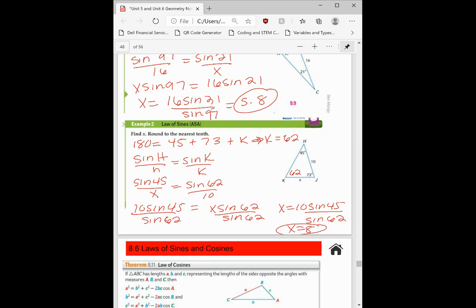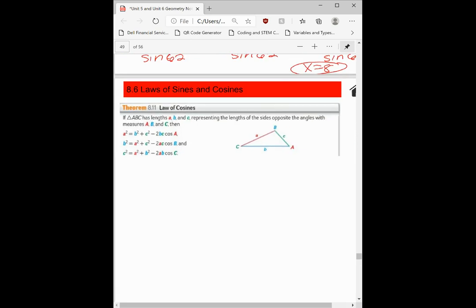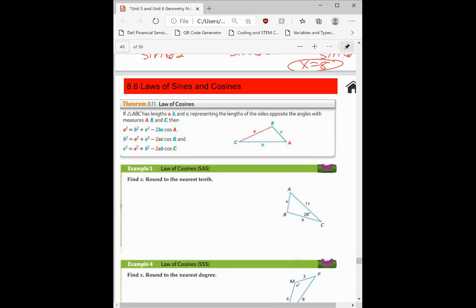Perfect. Now let's look at laws of cosines. So here we have a little bit more. So notice all these, this is helping us find each part. So we're going to use that in example 3. So we have that c squared is equal to a squared plus b squared minus 2ab cosine C. That's the formula. So let's plug everything in.